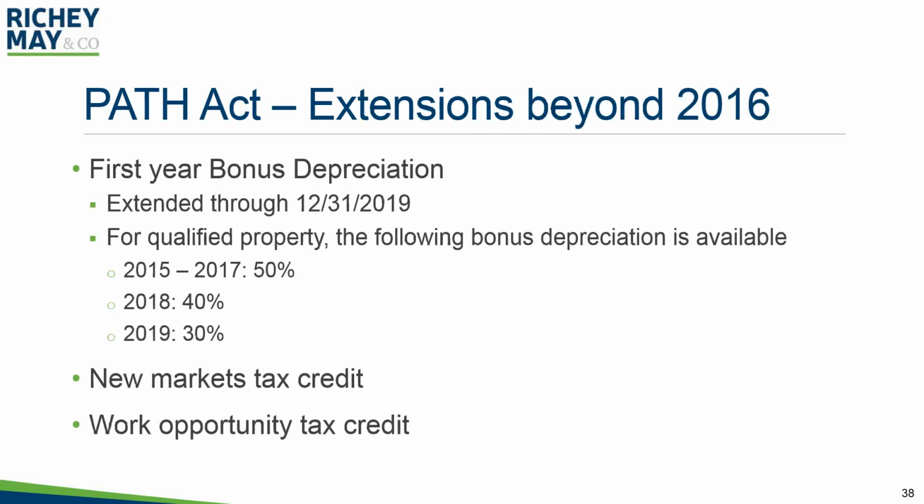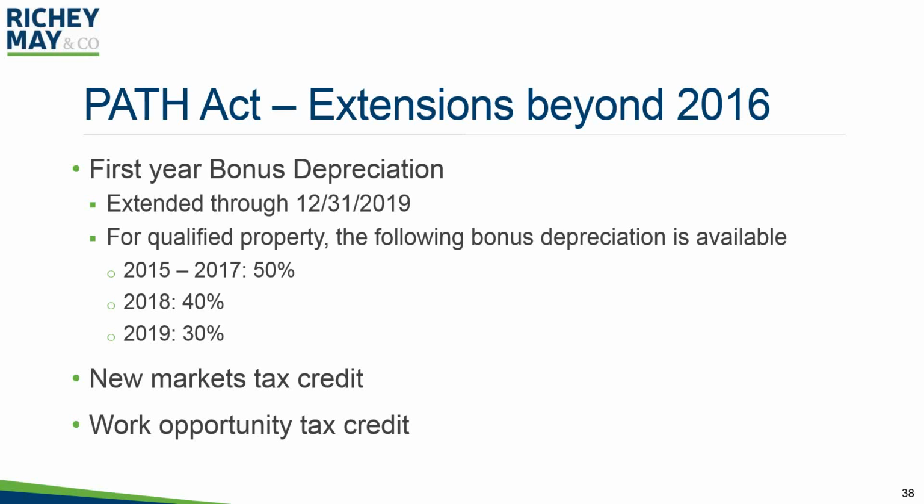So the PATH Act also extended a bunch of the tax breaks beyond 2016. Some of the bigger ones are listed here. First-year bonus depreciation. This is on qualified fixed asset purchases, usually asset purchases that have tax useful lives of 15 years or less. The bonus depreciation is extended through 2019, and the percentages that apply per year are listed there. It'll remain at 50% for 2015 through 2017, and it slowly declines to 30% in 2019.